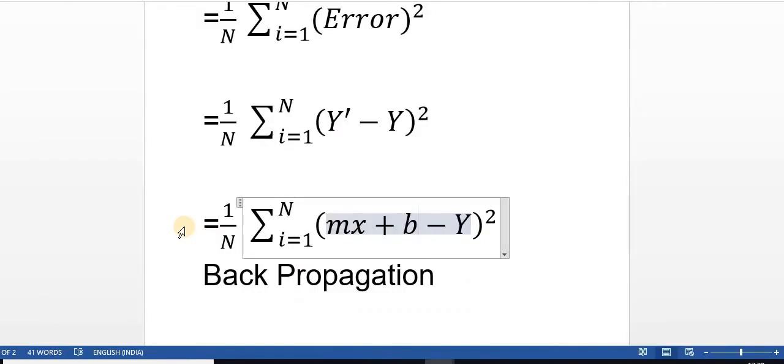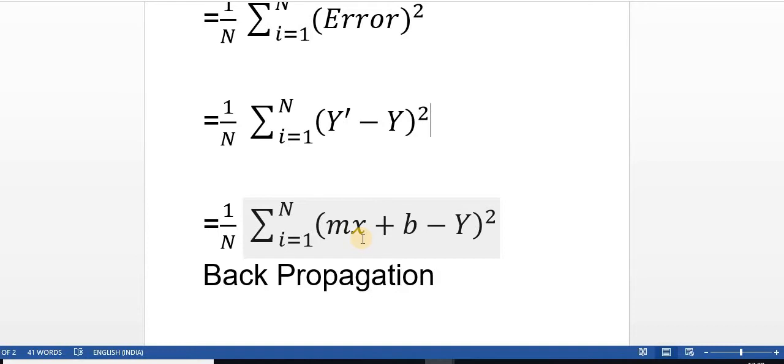So I completed that portion. This is known as the mean squared error. Instead of y dash, you substitute mx plus b, because y dash is the predicted value from the machine learning hypothesis. So I can substitute mx plus b minus y, the whole square. So that is about mean squared error.